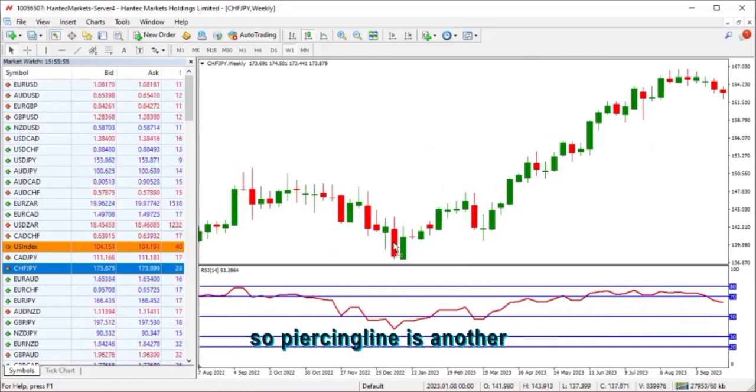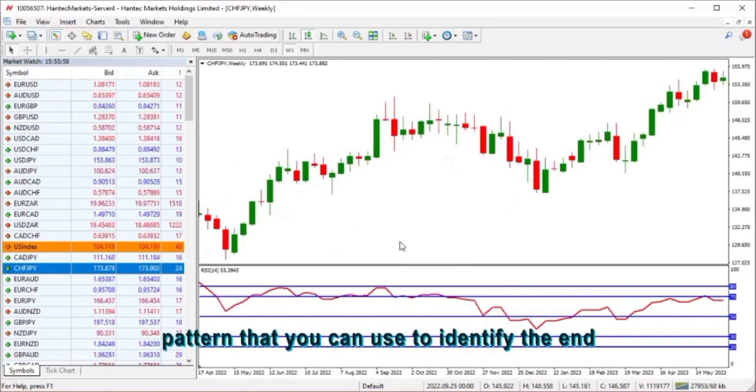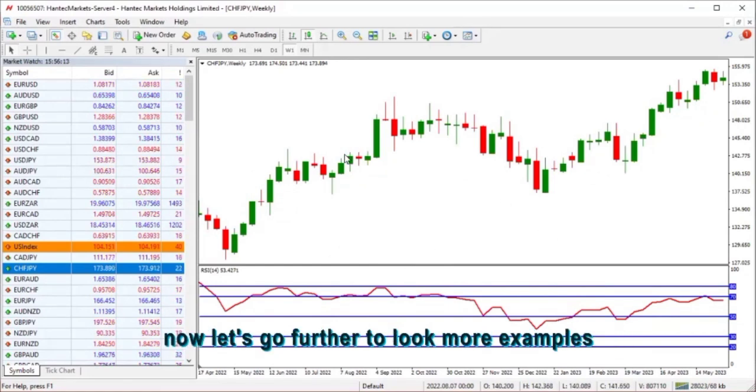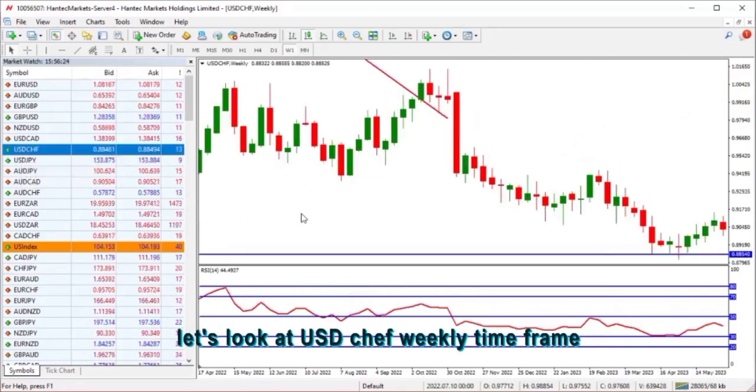So piercing line is another pattern that you can use to identify the end of a pullback, and that is what happened in Chef JPY. Now let's go further to look at more examples. Let's look at USD Chef weekly time frame.